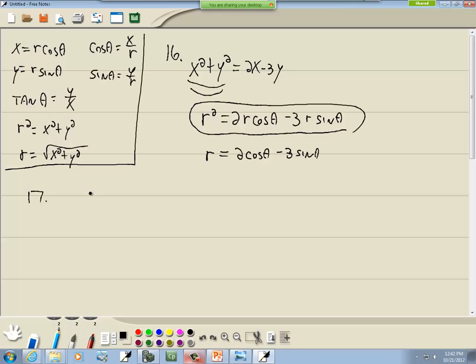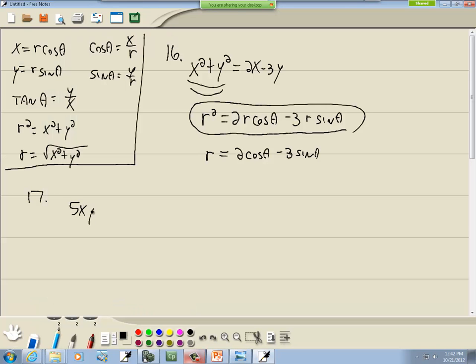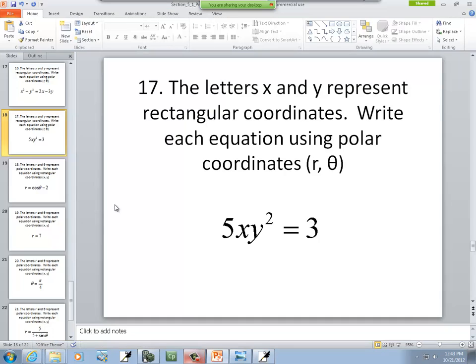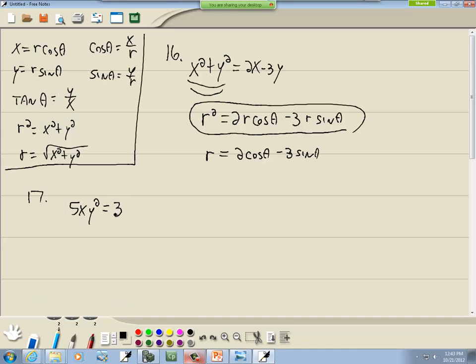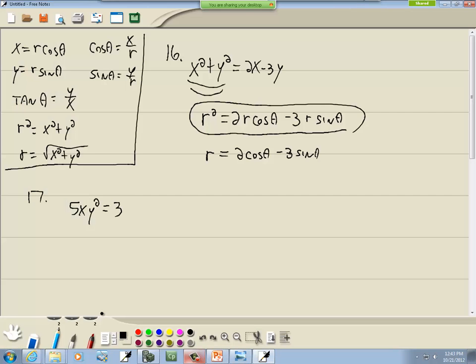Let's take a look at this one. We got 5x y squared is equal to 3. And again, we want to switch it over to polar. Well, easy enough. X we said was r cosine theta, so put that in there for x. Y we said was r sine theta, so put that in for y. Equals 3. Technically, that's our answer.